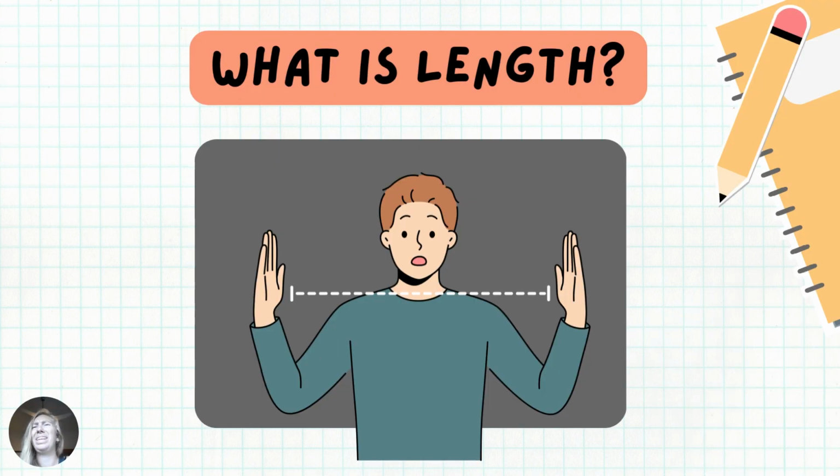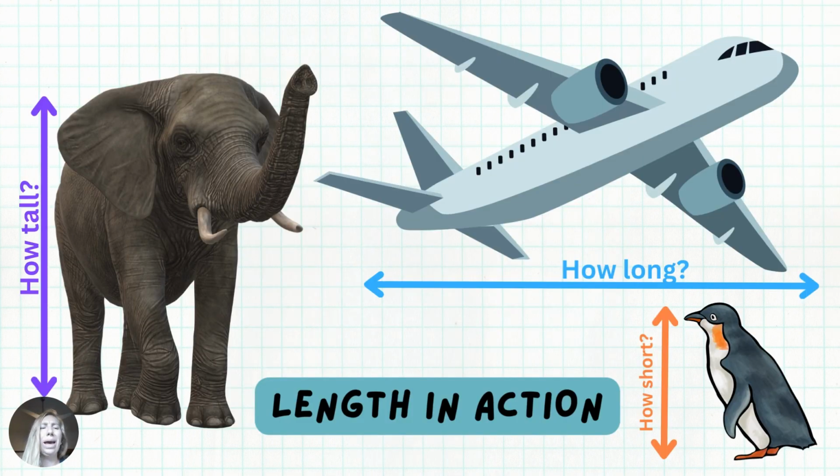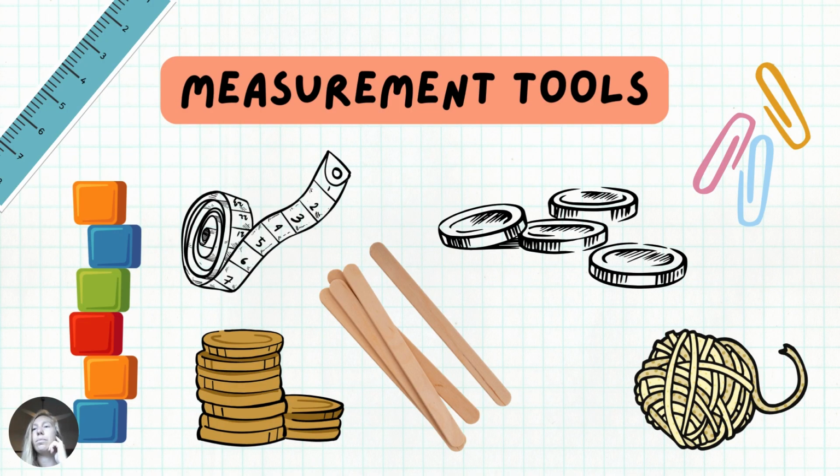So, what is length? Length is how we find out how big something is, how small something is. Length is how we find out what size something is. How tall an elephant is, or how long an aeroplane is, or how short a penguin is all determined by length. But how do we find out something's length? We need to measure it.